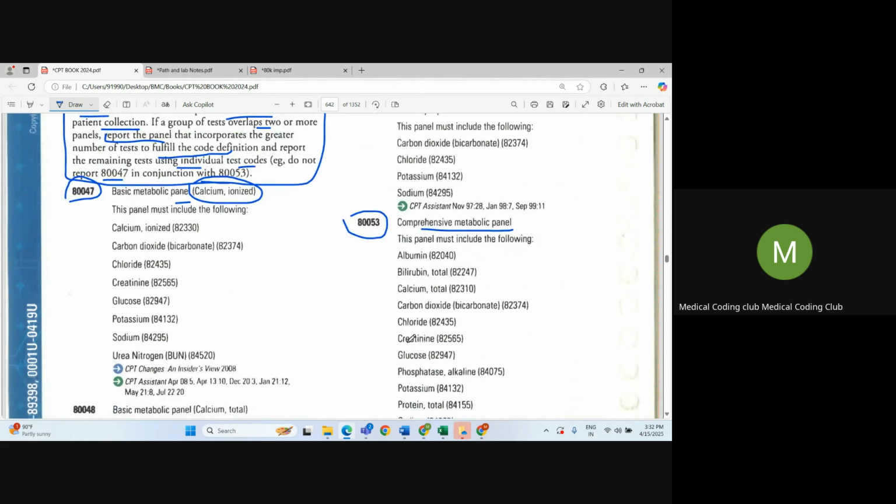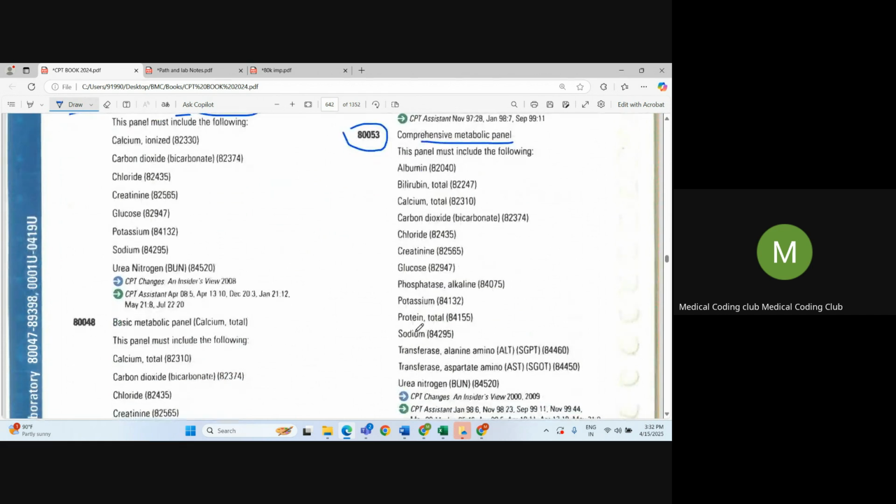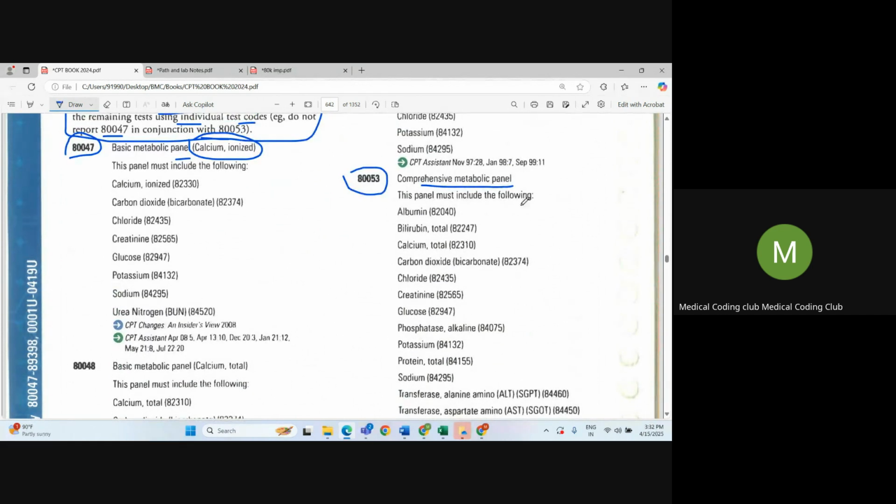So if they are performing both for the same patient utilizing the same collection, you can cross check between the two panels. You just have to see whether any tests are repeated. If you compare 80047 and 80053, many tests are repeated. You can see the comprehensive metabolic panel has a greater number of tests compared to the basic metabolic panel. And you can just cross check here.